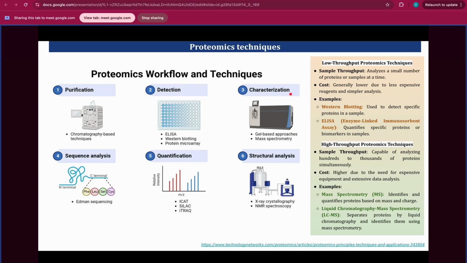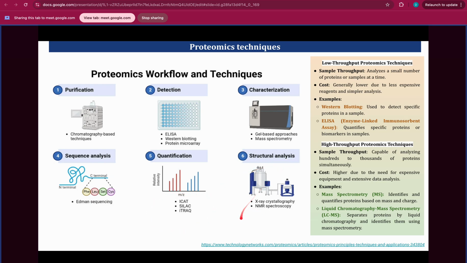For characterization, if we want to characterize multiple proteins, we can go for gel based approaches or mass spectrometry. The applications of mass spectrometry are quite huge and it is the most widely used technique. To analyze protein sequences, we can go for Edman sequencing, where amino acids are degraded one by one from the terminal end, which helps us sequence the protein. For quantification, we can go for different labeling methods and ultimately use mass spectrometry, looking at the relative intensities, because these are the tags which are applied.